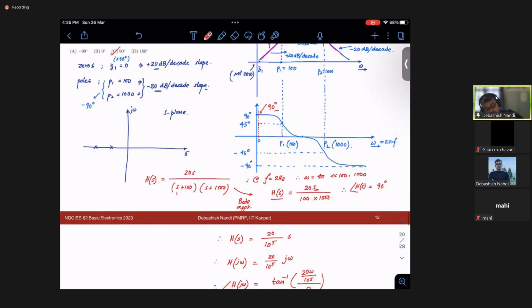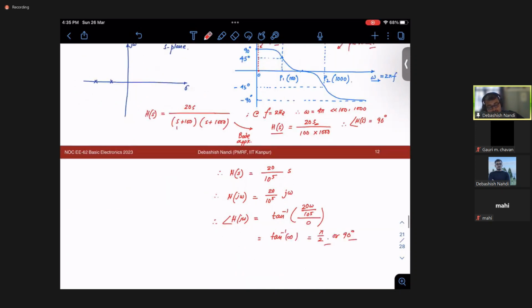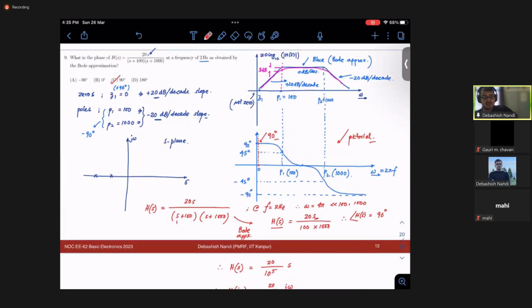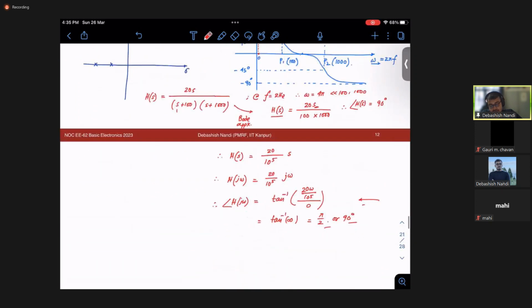This is the pictorial representation, and this is your mathematical norm. In both ways you can do it, but you should be able to visualize the Bode plot, and under Bode approximation, just by looking at the transfer function, you should be able to draw the magnitude plot and the phase plot, right? By the way, this is called your magnitude plot, and this is called your phase plot. Then this axis is angle of H(S). Okay, so this is how you go about these problems.